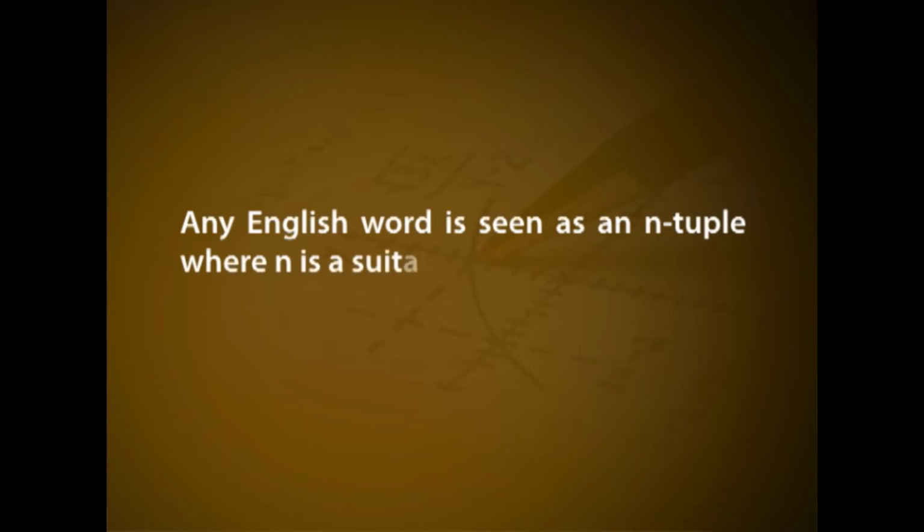In this 4-tuple, the first element is N and the second element is a 3-tuple or triple. In this triple, the first element is D and the second element is an ordered pair. In this ordered pair, the first element is I and the second element is the singleton A. In a similar way, any English word is seen as an n-tuple, where n is a suitable positive integer. This simple example illustrates the importance of ordered sets for developing languages.